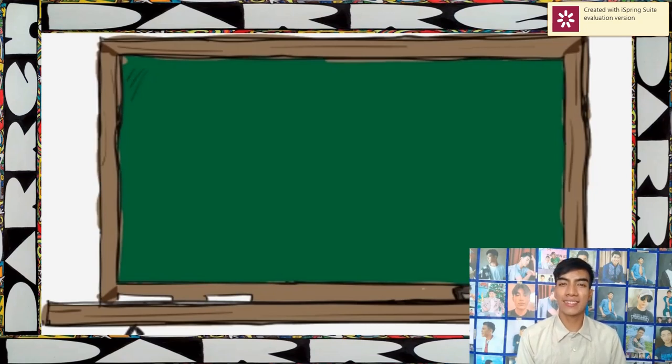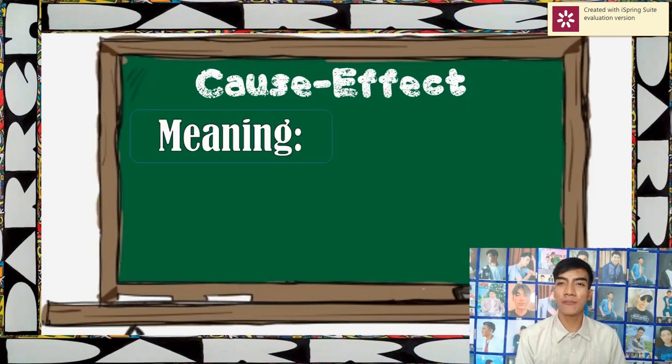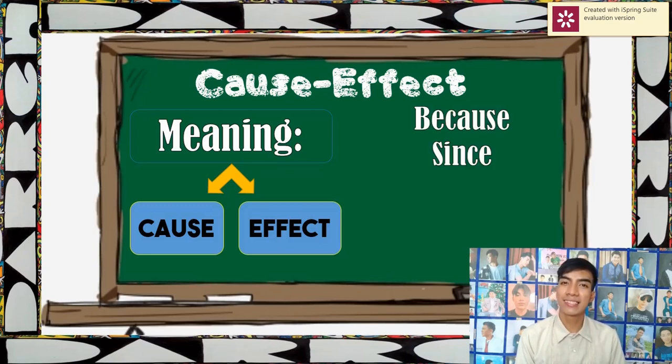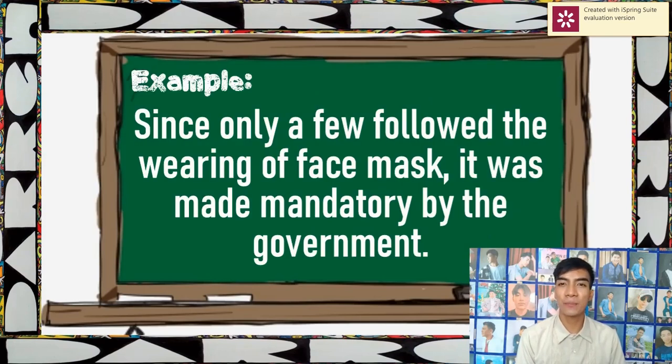The next context clue type is by the use of cause-effect. The meaning of the difficult word depends on the cause-effect relationship of the words as expressed in the sentence. The author explains the reason for or the result of. Words like because, since, therefore, thus, and so may signal context clues. Let's have these as an example. Since only a few followed the wearing of face masks, it was made mandatory by the government.